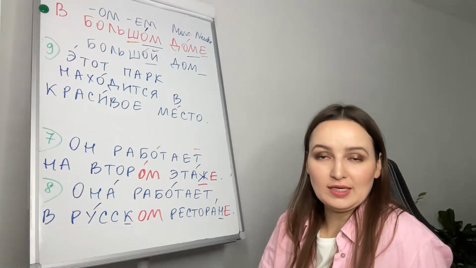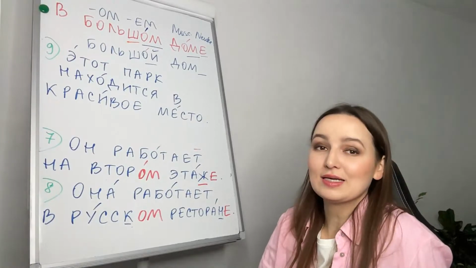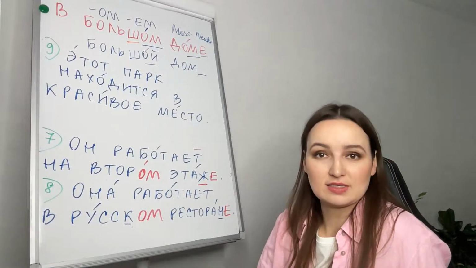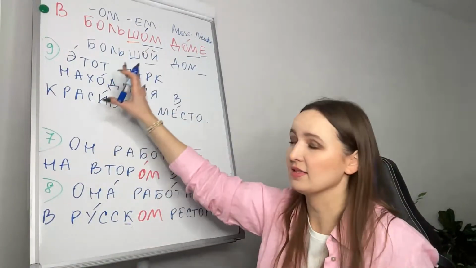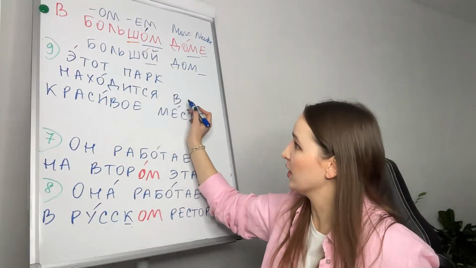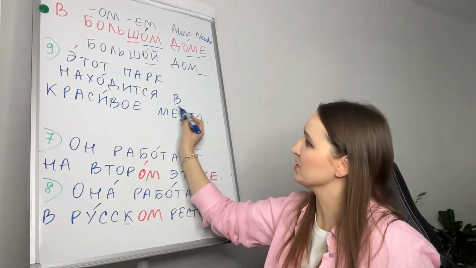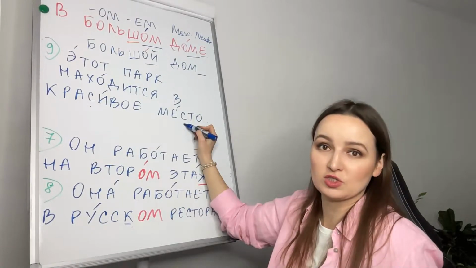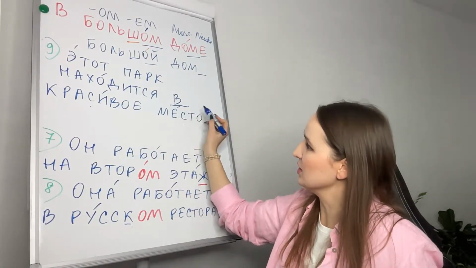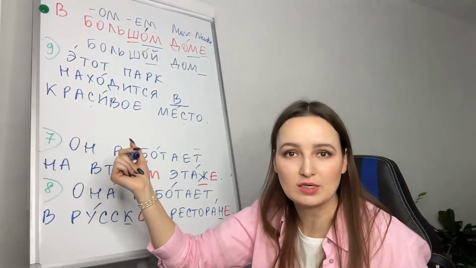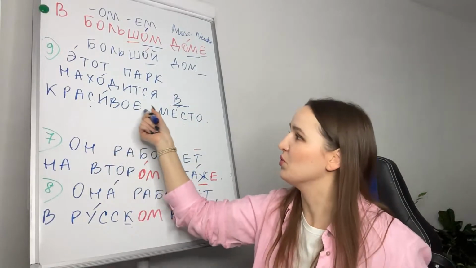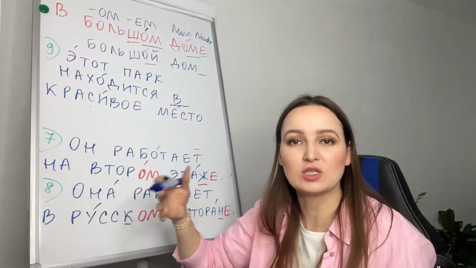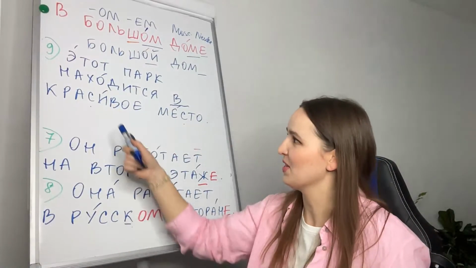Красивое место is a beautiful place, but in Russian language, it doesn't work to leave it like that. People will understand you, you can say it like that, no problem. But correctly, we have to use prepositional case here. So we have to change this adjective and this noun to prepositional case. We have a preposition here, and the question is, where is this park located? In a beautiful place. So in a beautiful place in Russian language will be in prepositional case.